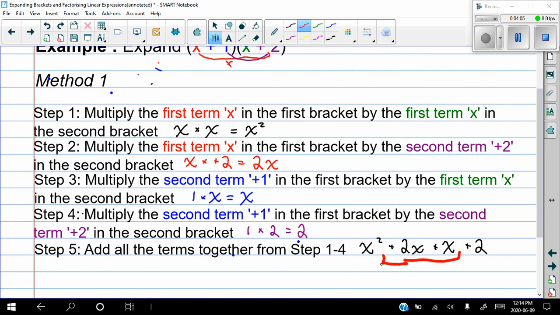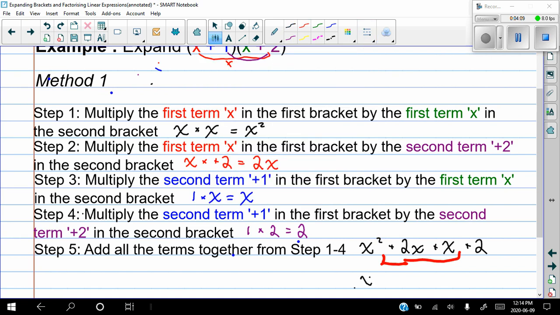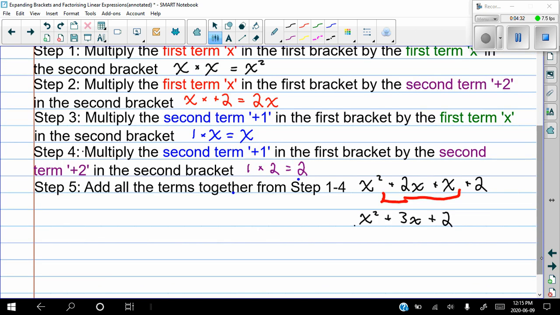So here we are going to get simply, well, x squared. How do we simplify 2x and x? Well, 2x plus x is 3x, and plus 2. So notice how we could have said simplify, and simplifying down to step 5 is great, but fully simplified would be down to the last part there, x squared plus 3x plus 2. Okay.